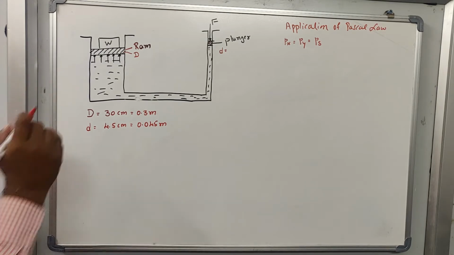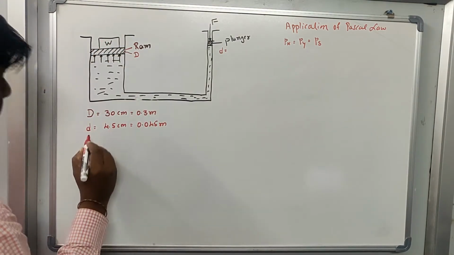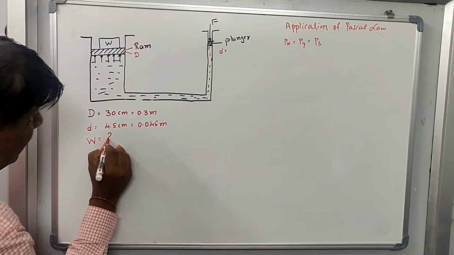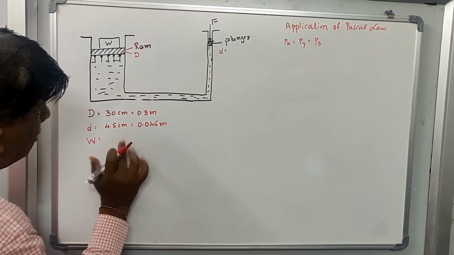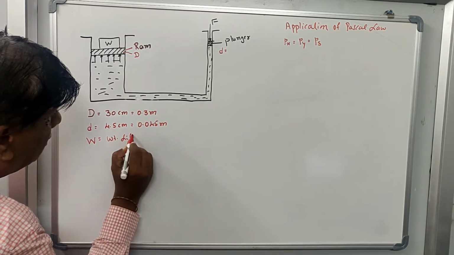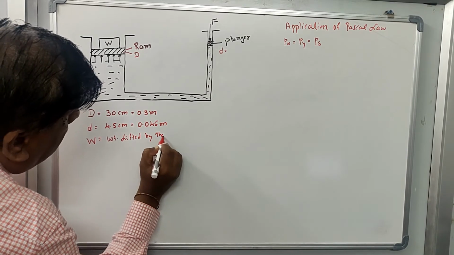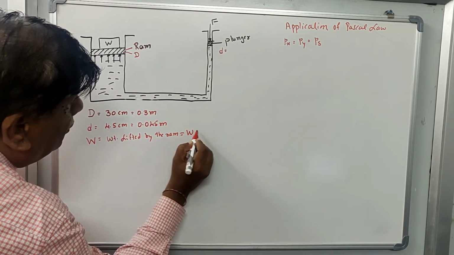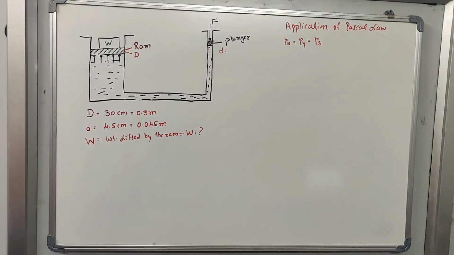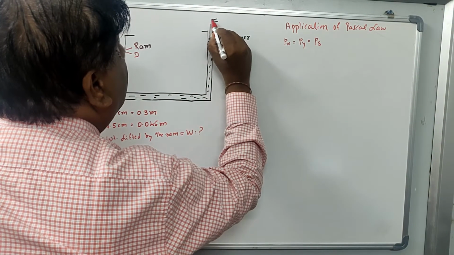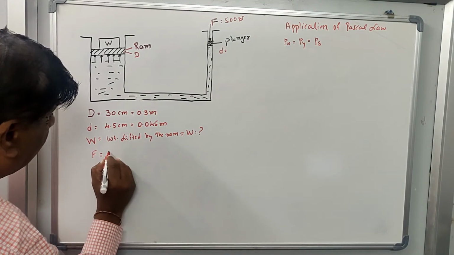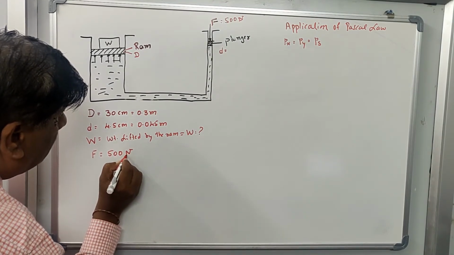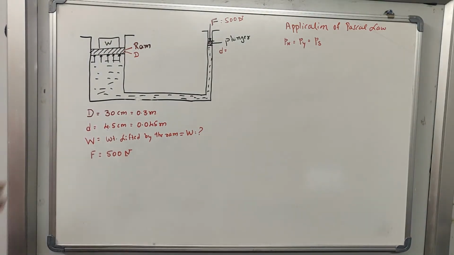Find the weight lifted by the ram. W is the weight lifted by the ram, and this you have to find, if a force of 500 Newton is applied at the plunger, that is F is equal to 500 Newton. This is a physical problem.